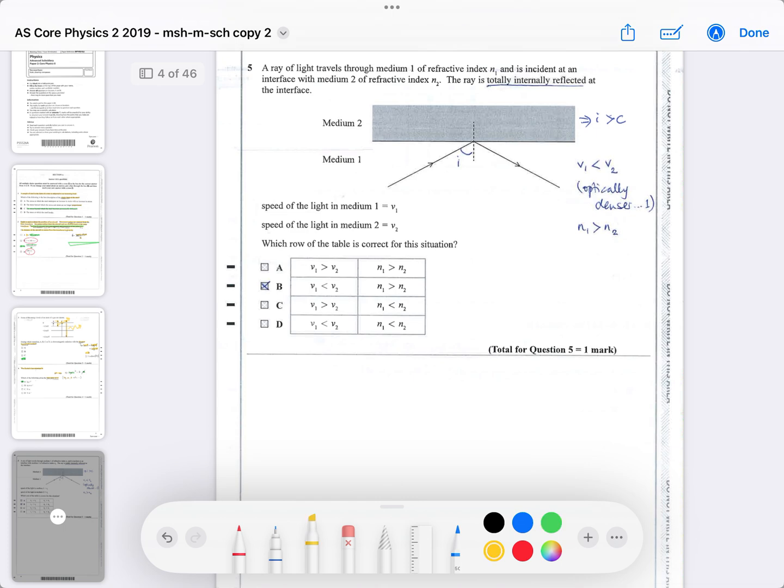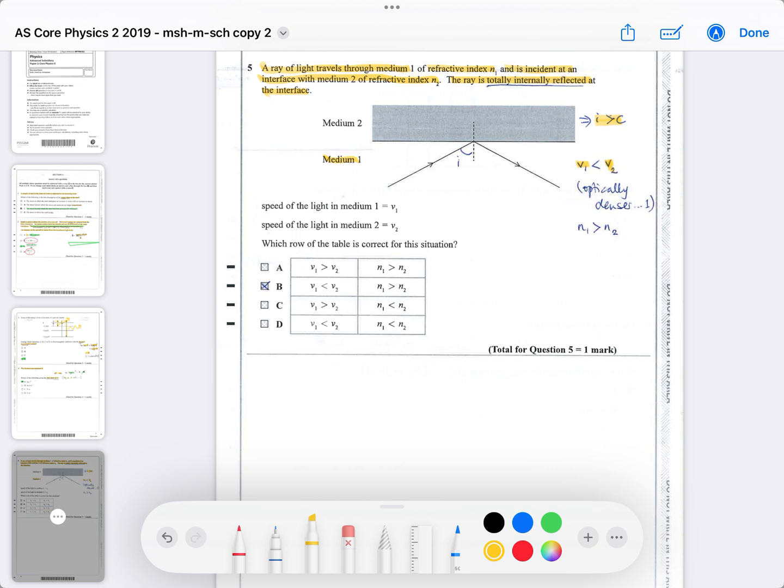Question 5 reads as follows: a ray of light travels through medium 1, of refractive index N1, and is incident at an interface with medium 2 of refractive index N2. The ray is totally internally reflected at the interface. So what do we know? We know that the velocity in 1 must be less than the velocity in 2, and that the angle I must be greater than the critical angle.